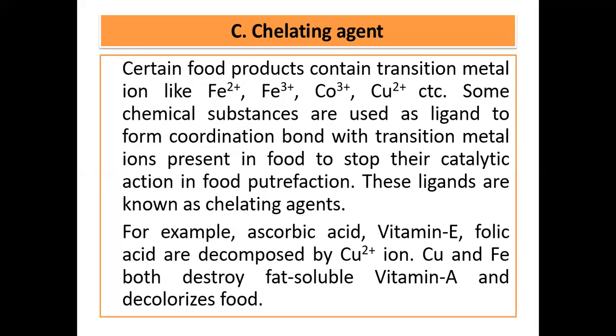For example, ascorbic acid, vitamin E, and folic acid are decomposed by copper 2 plus ion. Copper and iron both destroy fat soluble vitamin A and decolorize food. So by using a chelating agent, it is possible to prevent the putrefaction of foodstuffs from these ions.